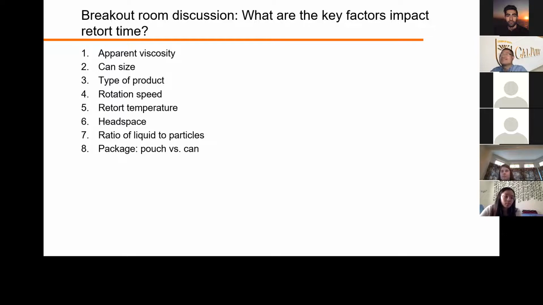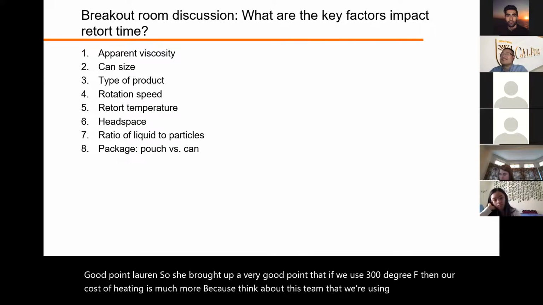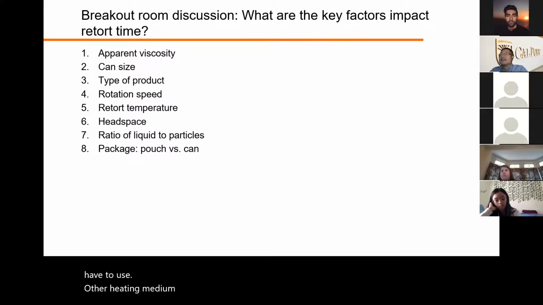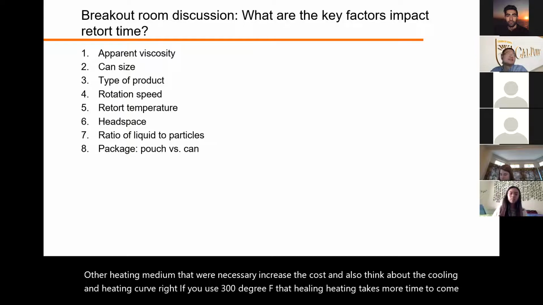Good point, Lauren. She brought up a very good point that if we use 300 degree F, then our cost of heating is much more, because think about the steam that we're using. The temperature is not as high. It's hard to heat food to 300 degree F using steam, right? We have to use other heating medium that will necessarily increase the cost. And also think about the cooling and the heating curve. If you use 300 degree F, that heating takes more time. The come up time is longer.